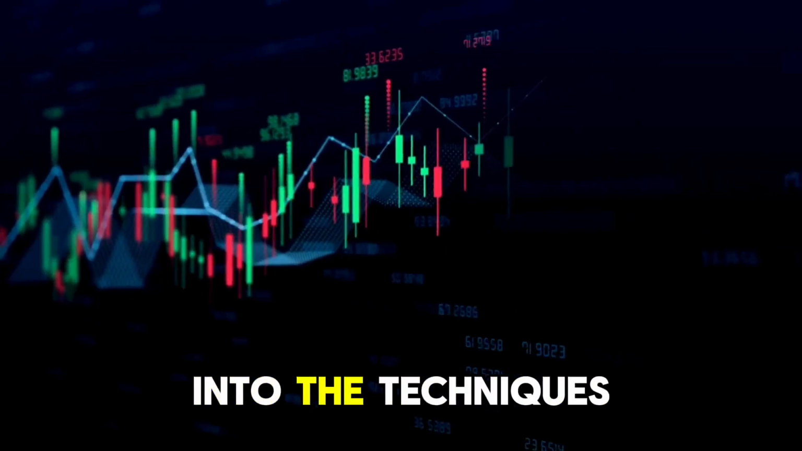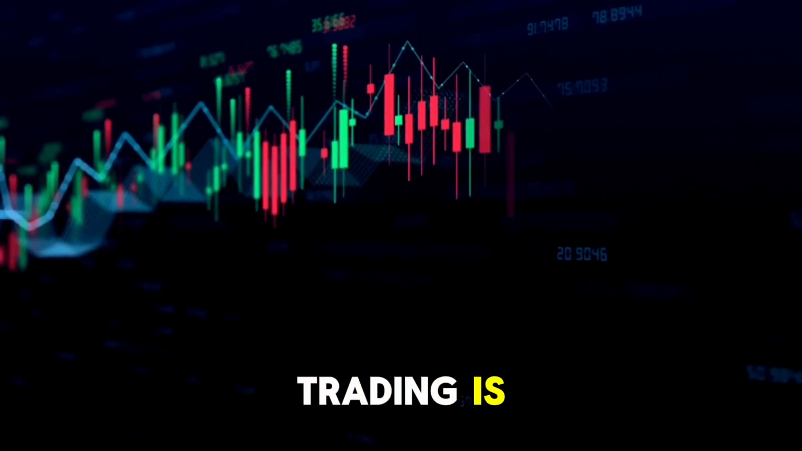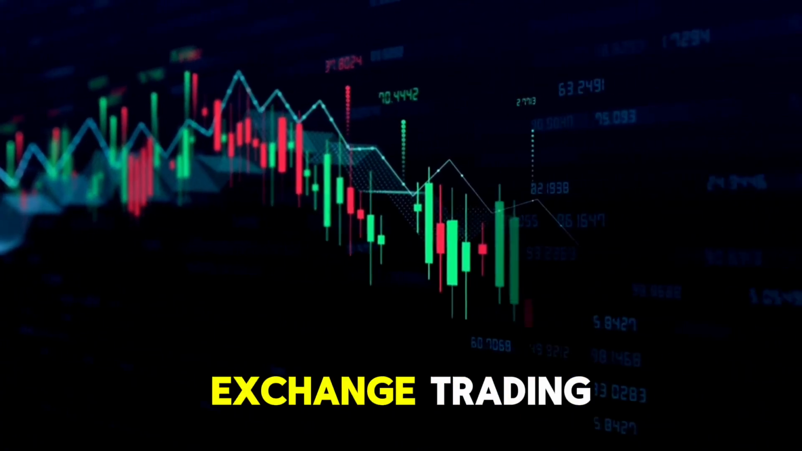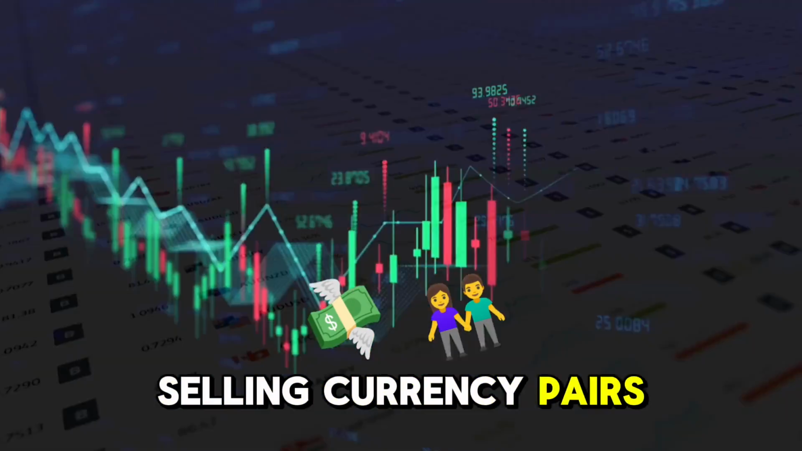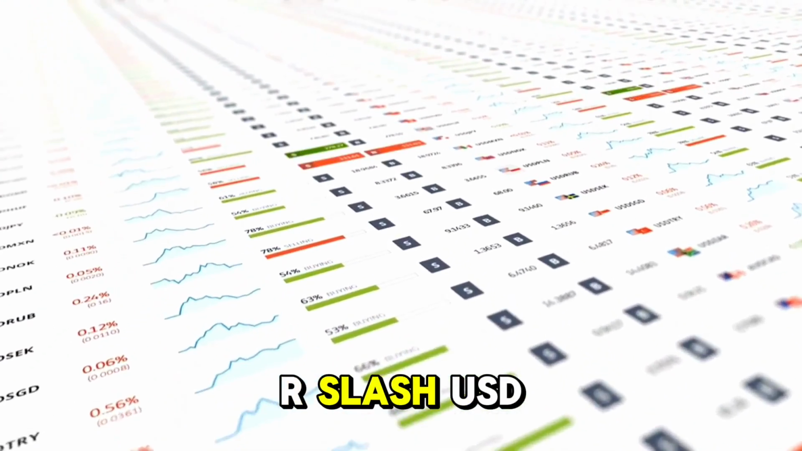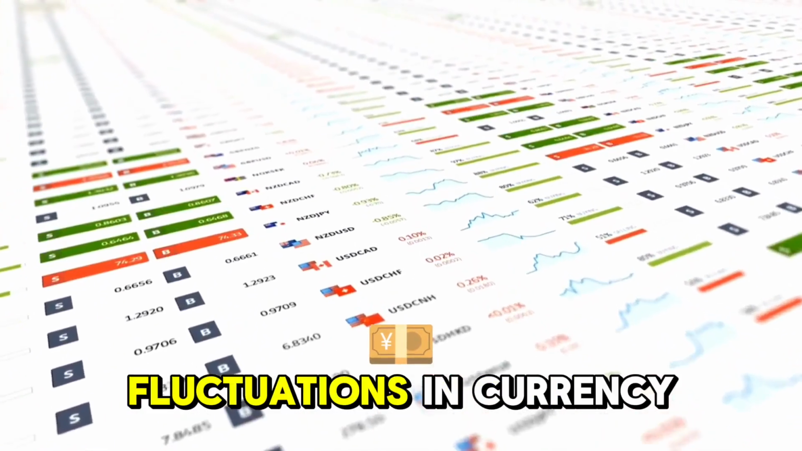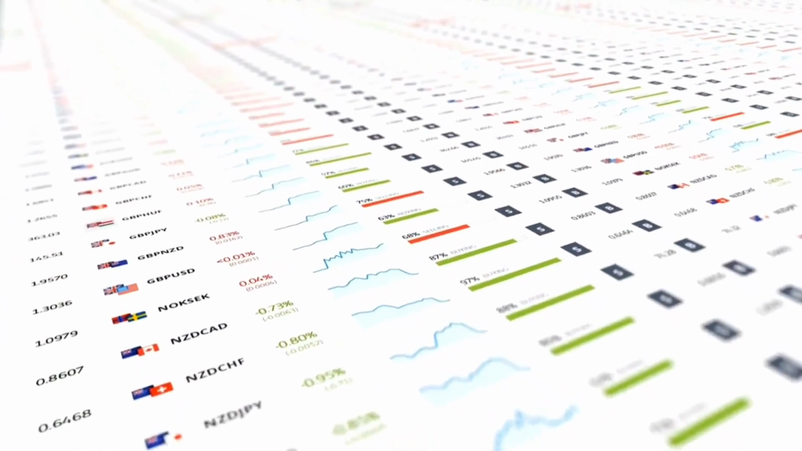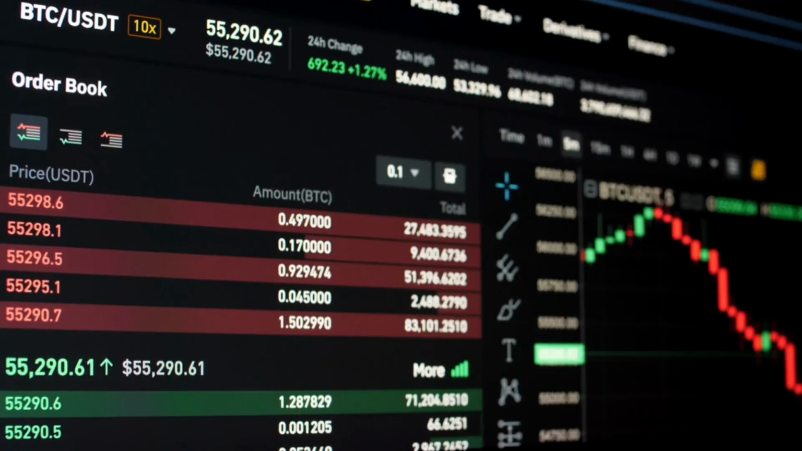Before we jump into the techniques, let's quickly go over what Forex trading is. Forex, or foreign exchange trading, is the process of buying and selling currency pairs, like the euro versus the US dollar, EUR/USD. The goal? To make a profit from the fluctuations in currency prices. Sounds simple, right? But it takes practice and the right strategies.